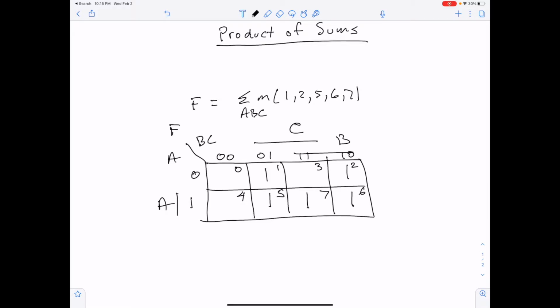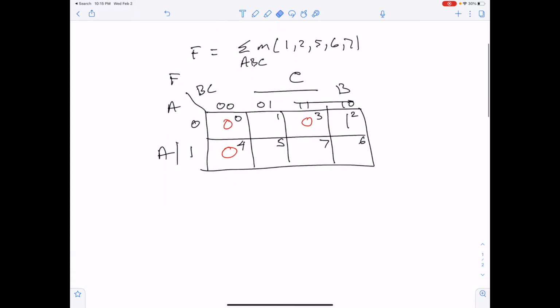Okay, so that means the other squares, we haven't talked about this, but the other squares would be zeros, right? We didn't label them, but they would be zeros. So let's go ahead and put those in red, and so that they're not a distraction, let's remove the ones. And this is our starting point for product of sums. So what we're going to do is come up with a circling or grouping that covers all the zeros, and then we're going to apply De Morgan's theorem.